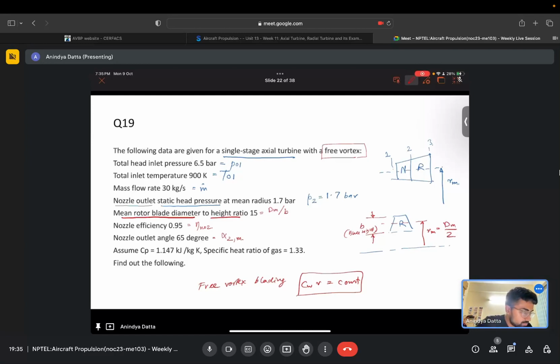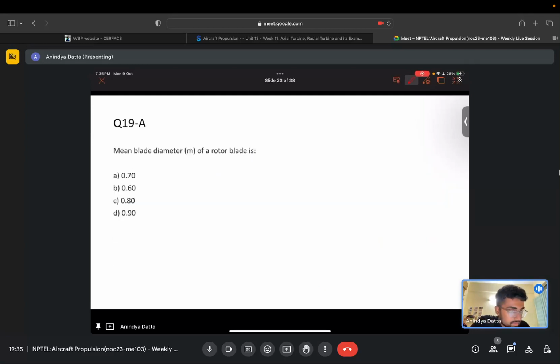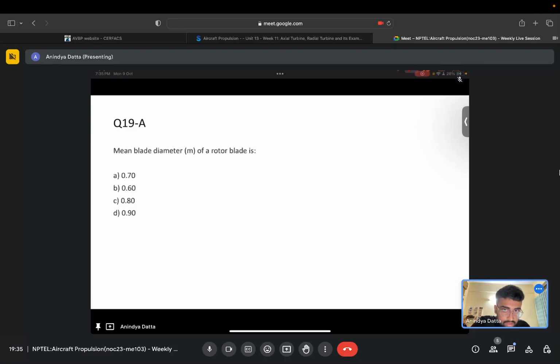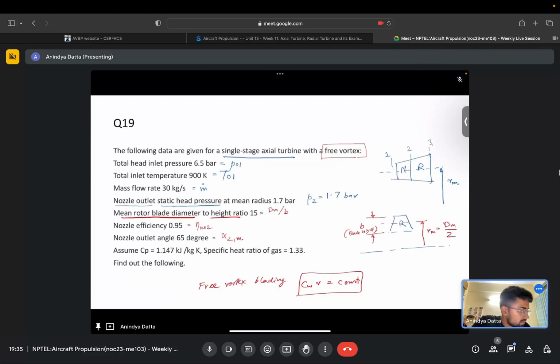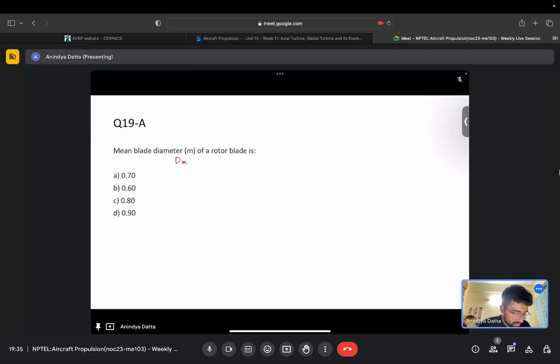Okay, let's move on. So the first question, question 19a, we have to find out the mean blade diameter of the rotor blade. So mean blade diameter is our dm, right? The mean radius is rm, and that is dm by 2, so we have to find out dm here. Okay, all right. So we can find it in this way.